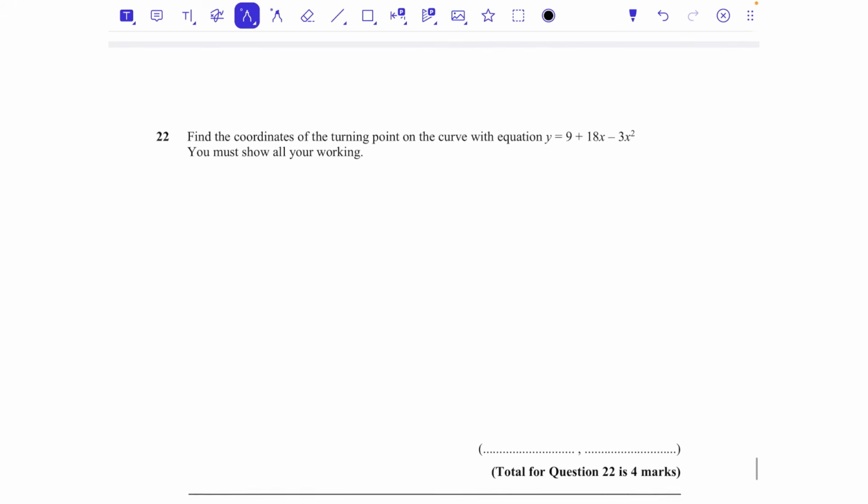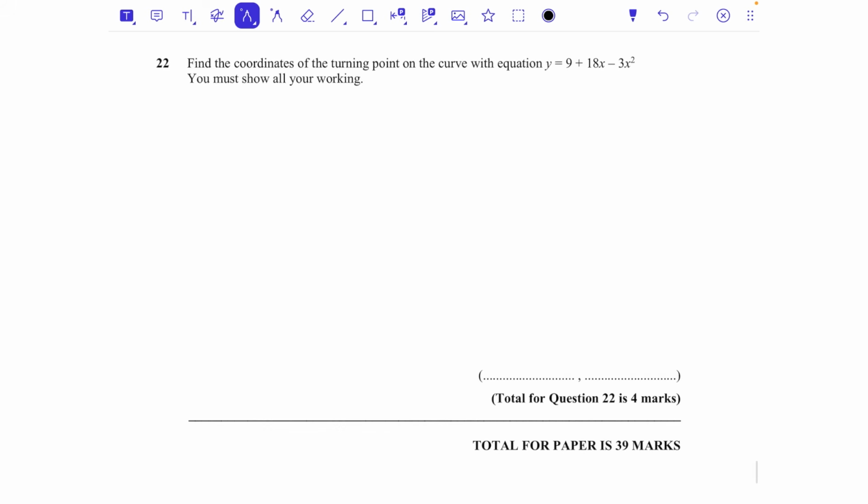Okay, question number 22. Last one on this paper. Find the coordinates of a turning point on the curve with equation y equals 9 add 18x minus 3x squared. You must show all your working. Now this is completing the square, but it's quite a tricky one.